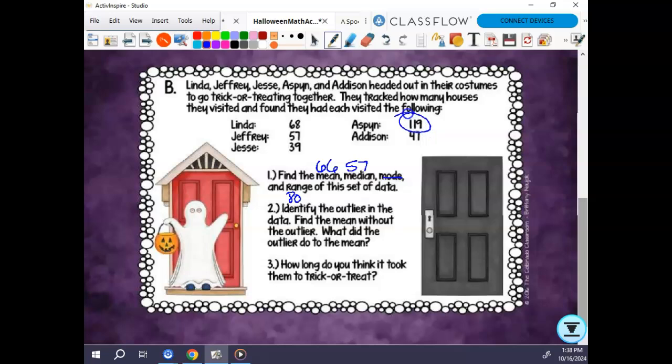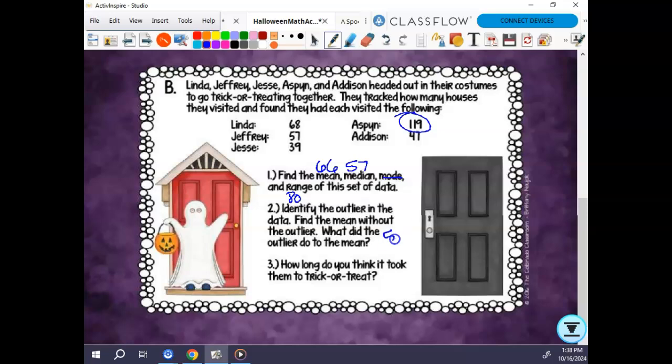119. Good. Even if the numbers have a big range, it doesn't necessarily mean it's an outlier. Then it says find the mean without the outlier. Even if we didn't do that, if you did, what did you get? Somebody tell me?